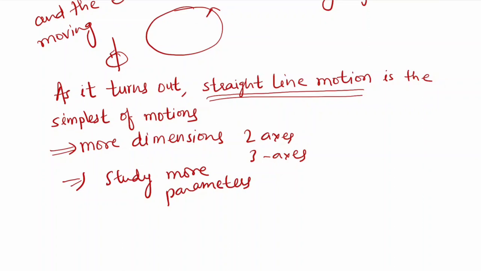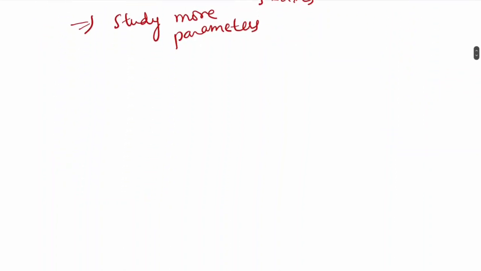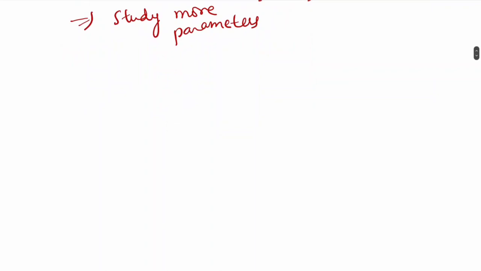Now, the straight line motion can be in the horizontal direction, can be in the vertical direction, or can be along a slanted path. But the condition is that it must be along a straight line.